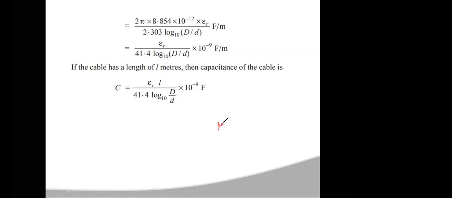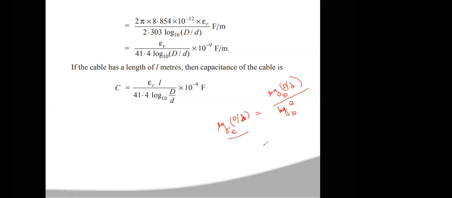You have log capital D by small d to the base e. This can be written as log capital D by small d to the base 10, divided by log e to the base 10. You can write this expression like this.